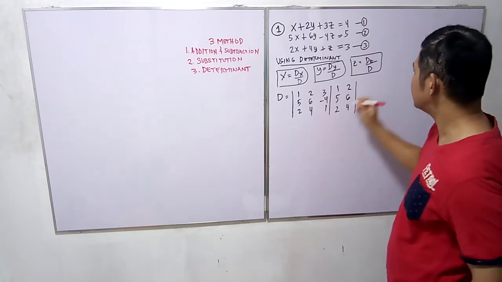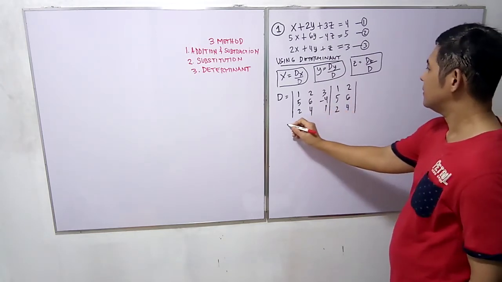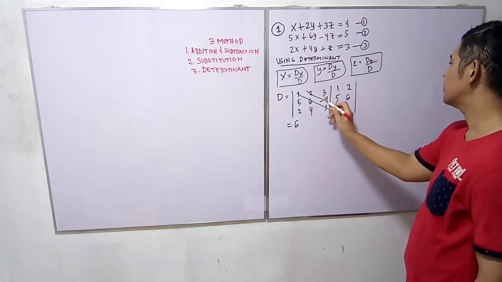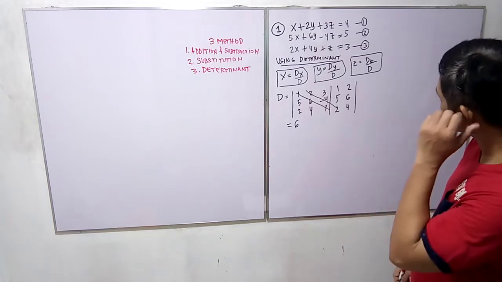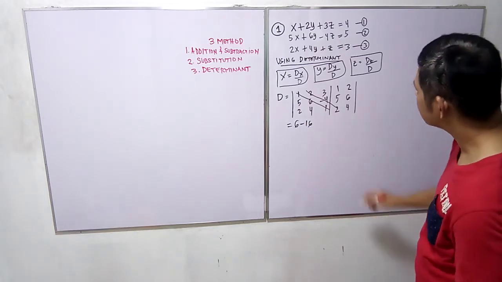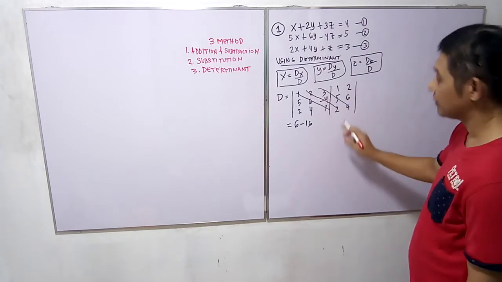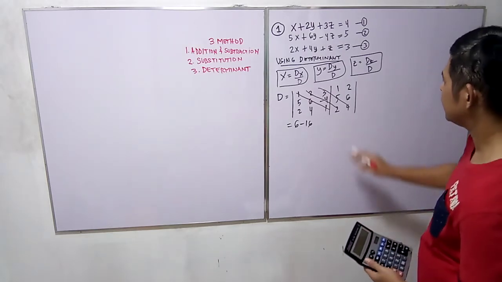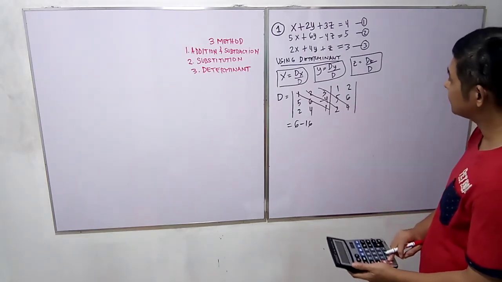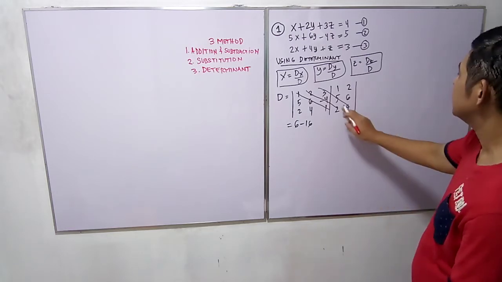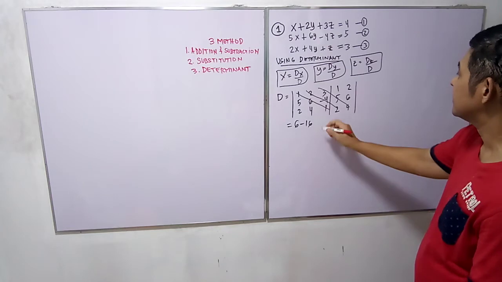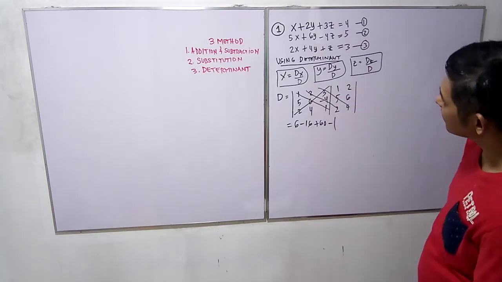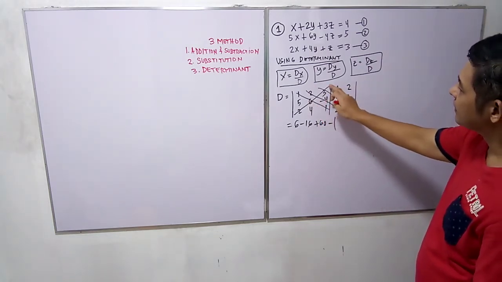Therefore, ito is equivalent to 1 times 6 times 1 is 6. 2 times negative 4 times 2 is 4 times 4 is negative 16. And 3 times 5 times 4, maigi siguro, para sigurado, calculator na lang. 3 times 5 is 15. 5 times 4 is 20 times 3 is 60. So, plus 60. Minus 6 times 3 is 18 times 2 is 36.